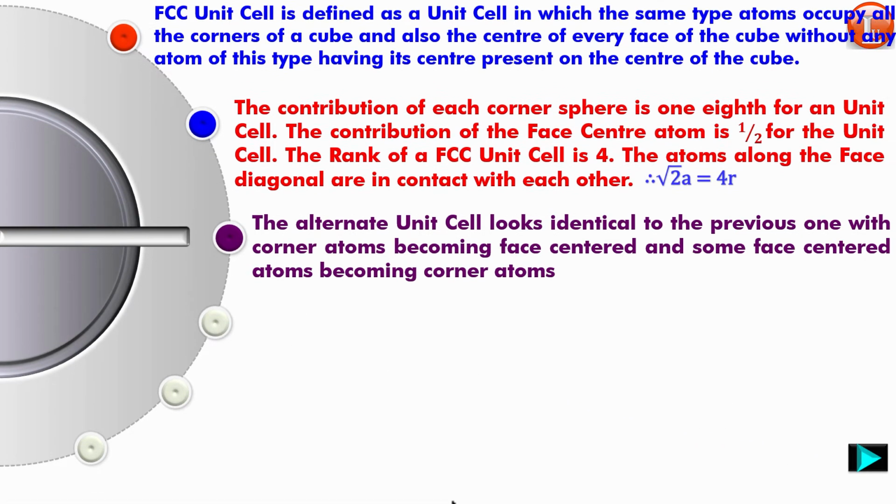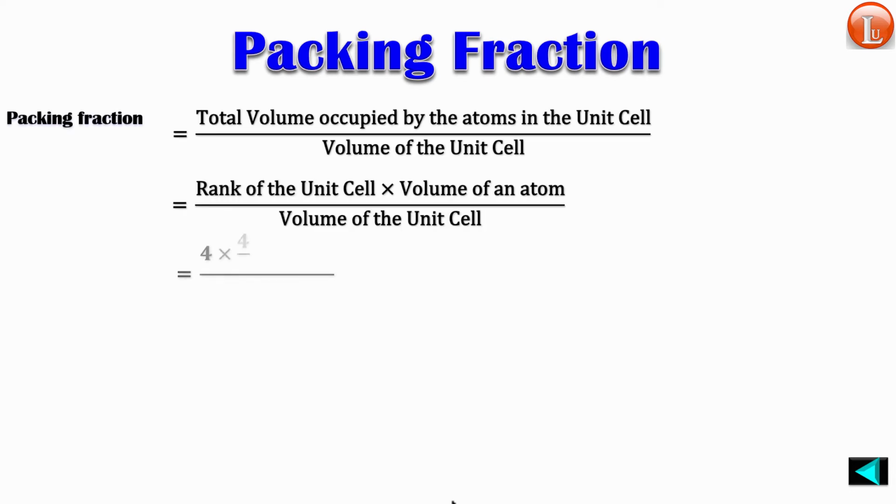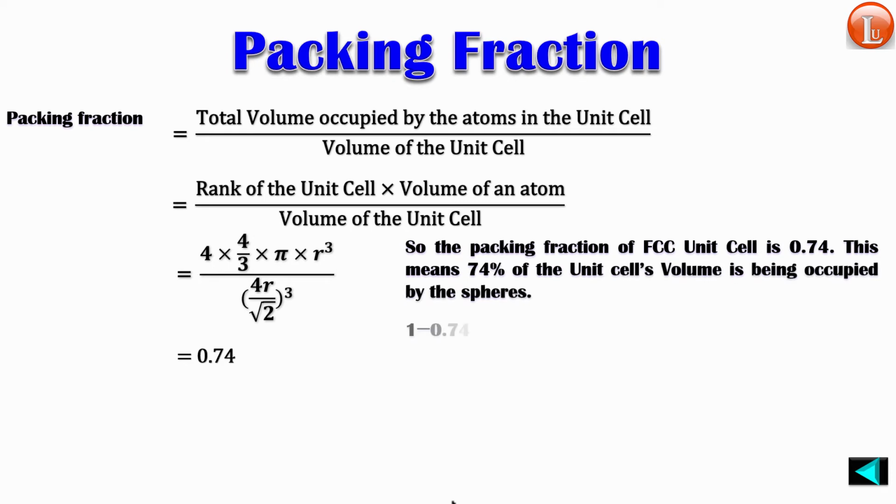Let's look at the packing fraction. Well, let's go through the motions of the definition. As we've already seen, rank is 4, so 4 into 4 by 3 pi r cube upon a cube. Remember, root 2a is 4r, so a is 4r by root 2. And if we solve this, we get 0.74. So the packing fraction of FCC unit cell is 0.74, 74% is occupied, much better packing than even BCC. And only 26% is free space.